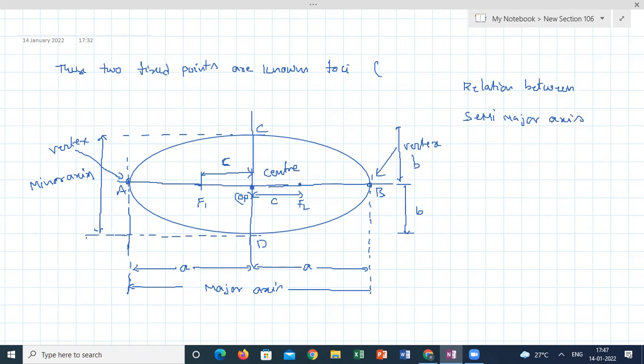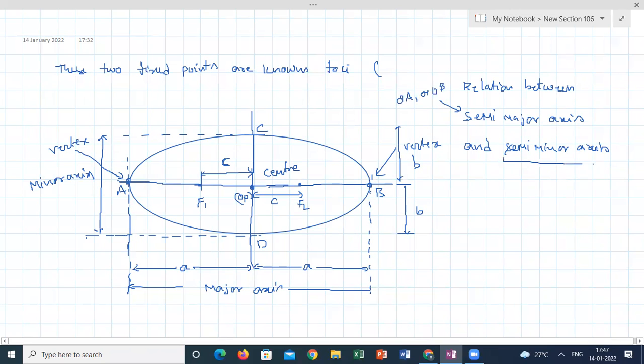semi-major axis and semi-minor axis. OA or OB is known as the semi-major axis. When it comes to the semi-minor axis, OC or OD is known as the semi-minor axis. So what is the relation between these two? It will be very easy to express in terms of focal length. We are going to discuss the relation between these two.